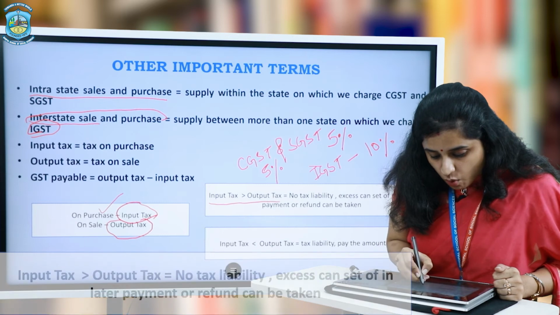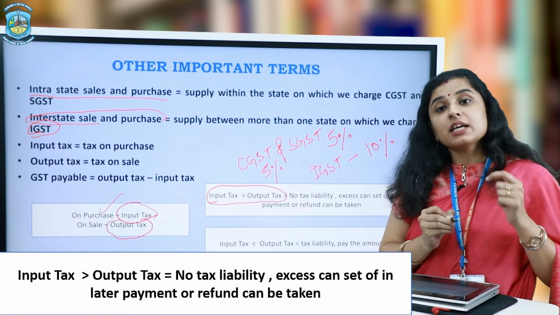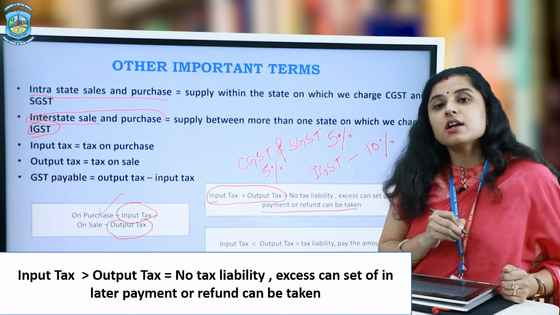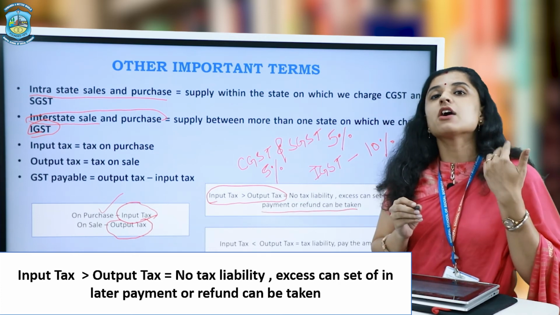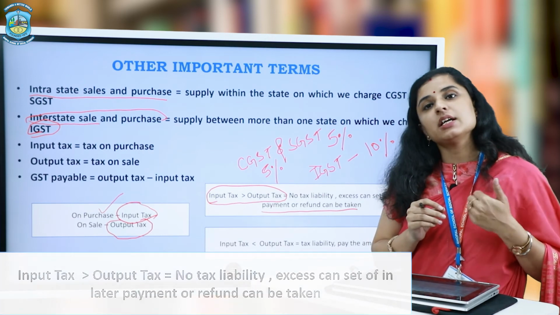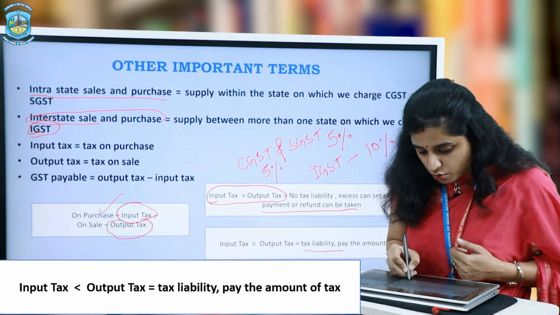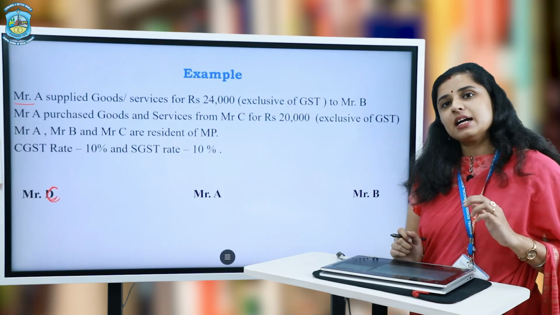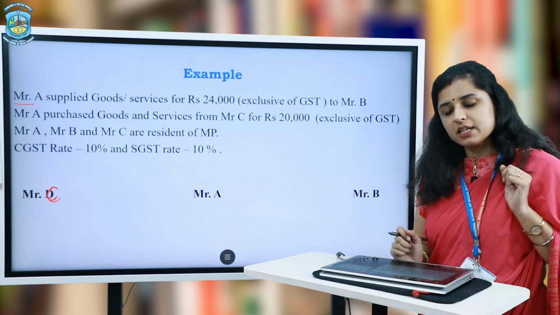Whenever input is more than the output, we can ask the government for the refund or we can adjust the excess in our future payments. But when output tax liability is more than the input tax liability, we are supposed to pay the amount of tax to the government. Let us understand these terms with the help of an example.